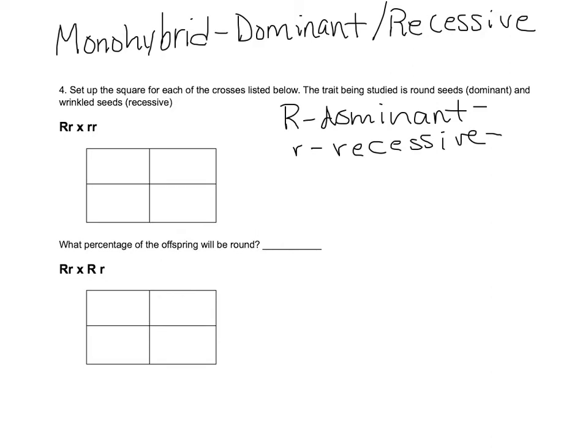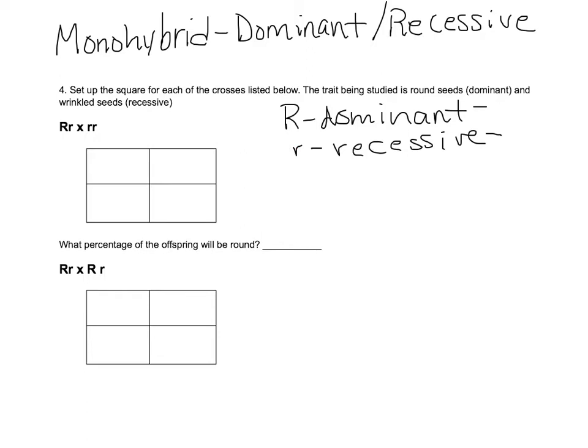So if there is just one copy of the dominant trait, then that's the trait that you will see. In order to see the recessive trait, you will have to have two copies of the recessive trait. So to work our problems, set up the square for each of the crosses listed below.